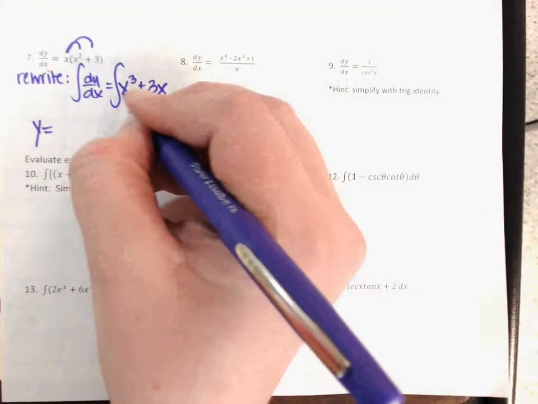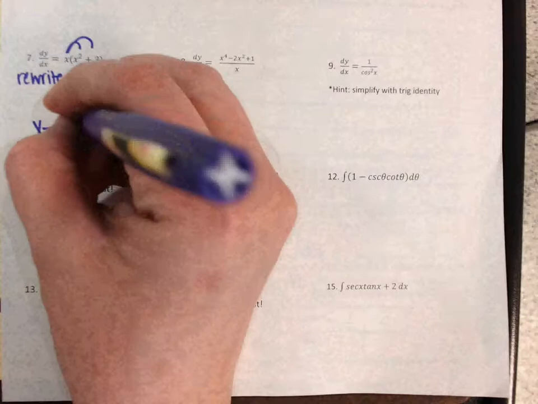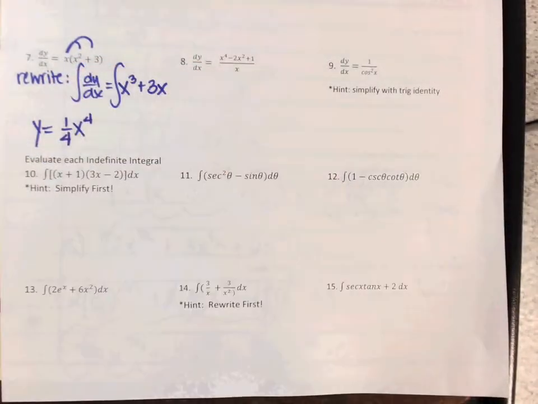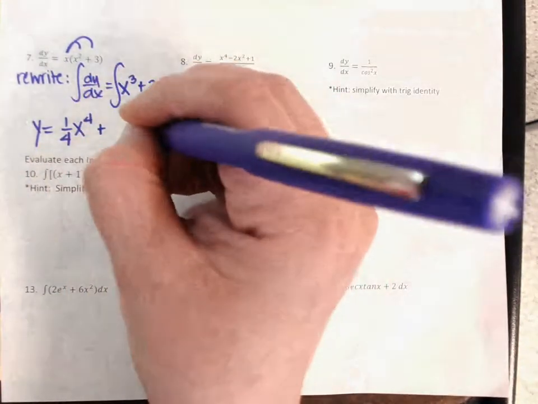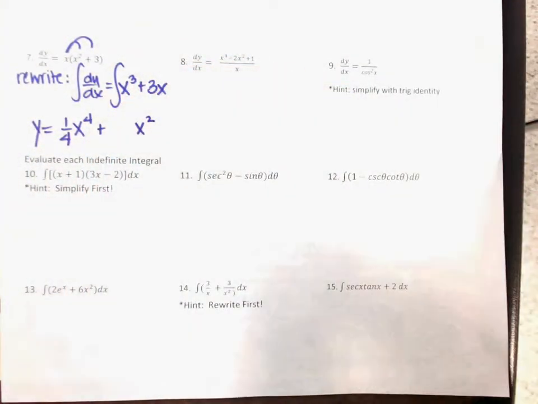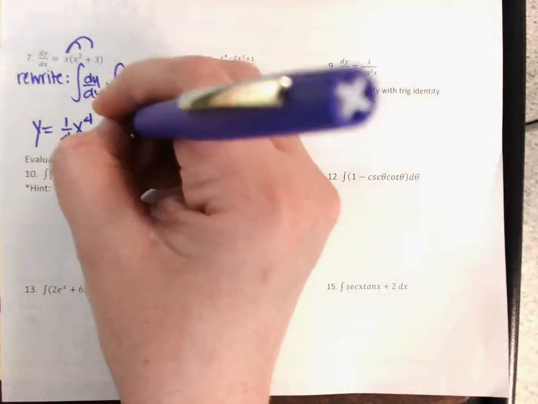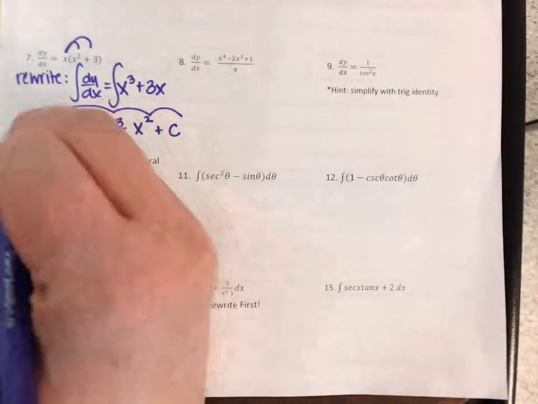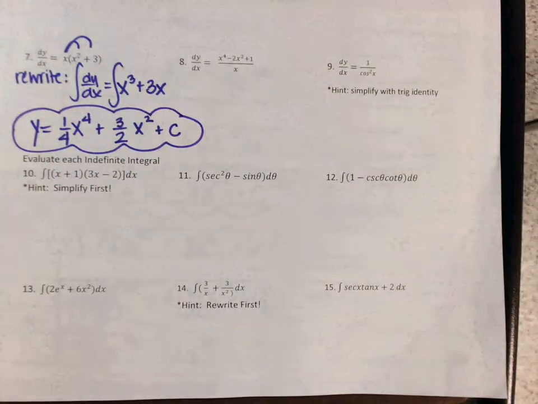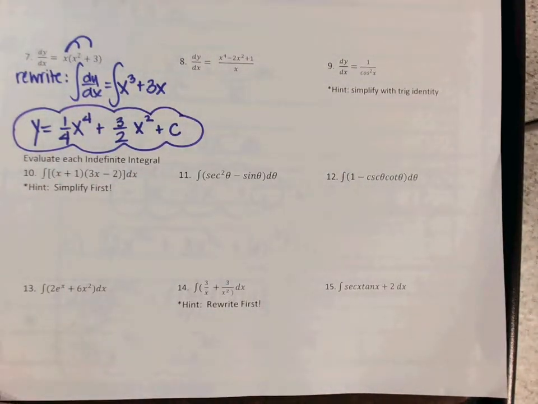So add 1, what's the new power? X to the 4, then divide. 1/4. Okay, next term, it was a 3x. Add 1. Now it's an x to the what? To the 2. Then I divide 2 onto the 3. Now it's a 3/2 plus c. Okay, number 7, you're going to need to simplify as well.